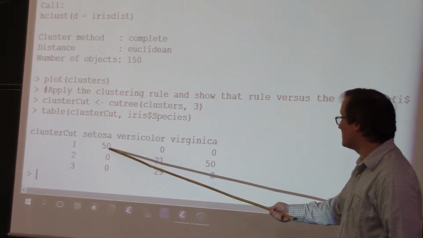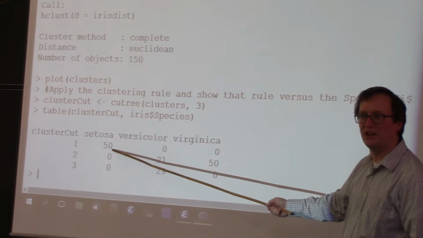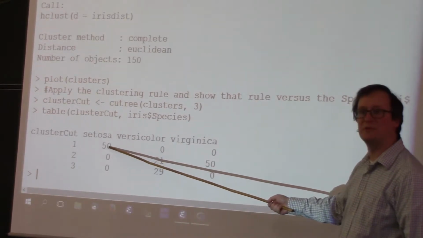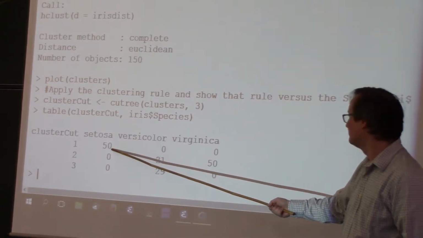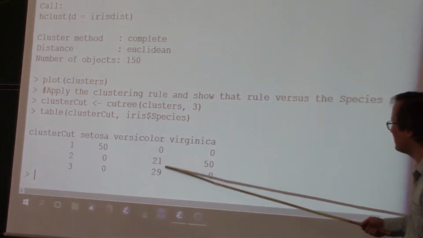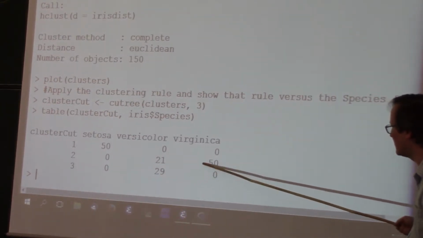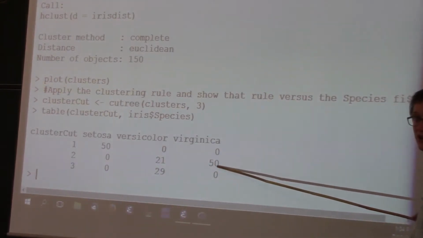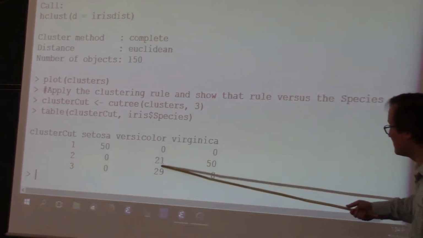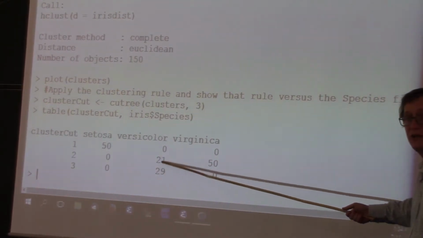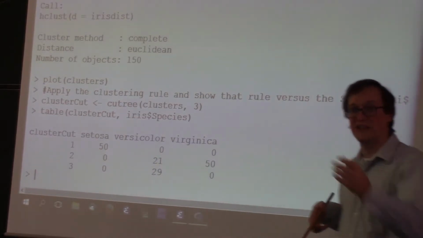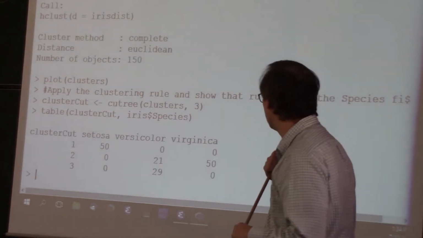So we see that our setosas, once again, these little red dots down close to the origin, they're all kept in their very own cluster very, very happily. But look at this disaster that we've got going on with versicolor and virginica. Virginica looks great, it's all in cluster 2, but versicolor has been split pretty badly between clusters 2 and 3. This reflects that kind of crosstalk that we had to deal with.